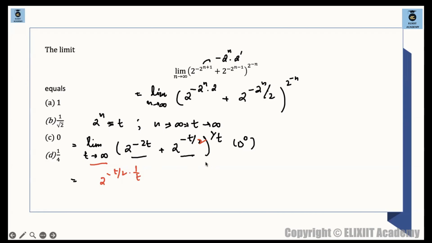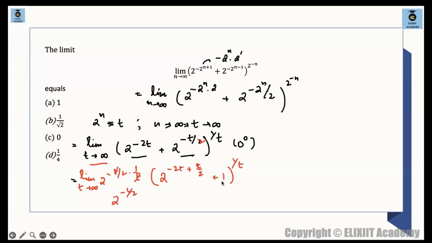And what is remaining over here? The limit t tends to infinity continues. What is remaining inside the brackets? 2 raised to the power of minus 2t. How much have you taken common? 2 raised to the power of minus t by 2. So you will divide by 2 raised to the power of minus t by 2. Once you take this in the numerator, 2 raised to the power of minus 2t will become plus t by 2. Then plus 1, whole raised to the power of 1 by t. So what is the benefit? This will become t, and t cancels out. So we are having 2 raised to the power of minus half.